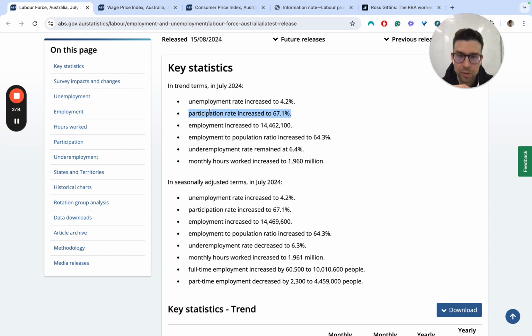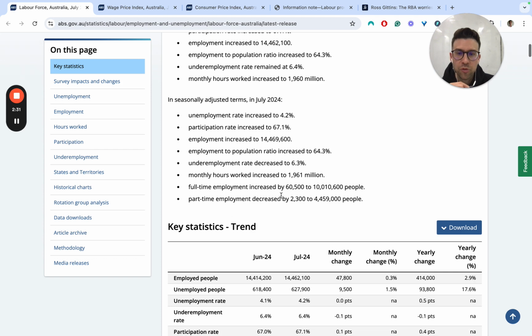And we can see that happen here, where the participation rate has edged upwards, and as a result the unemployment rate has also edged upwards, simply because the level of economic growth has not been sufficient to absorb this increase in the participation rate, and so they've moved into the unemployment category.